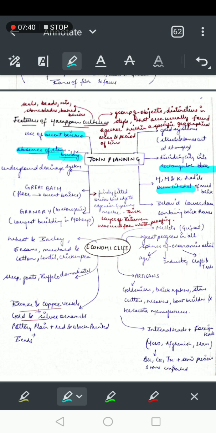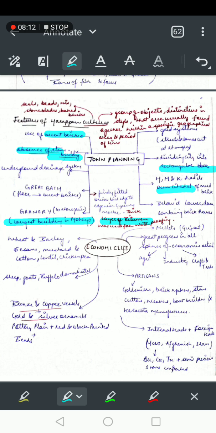Then there was the proper underground drainage system, and there was the great bath. The floor consisted of burnt bricks, finely fitted bricks laid edge to edge with gypsum mortar, and over that layer there was a thick layer of bitumen to make it waterproof. And then there was also the granary to store the grain, and this granary is the largest building in Mohenjo-daro.